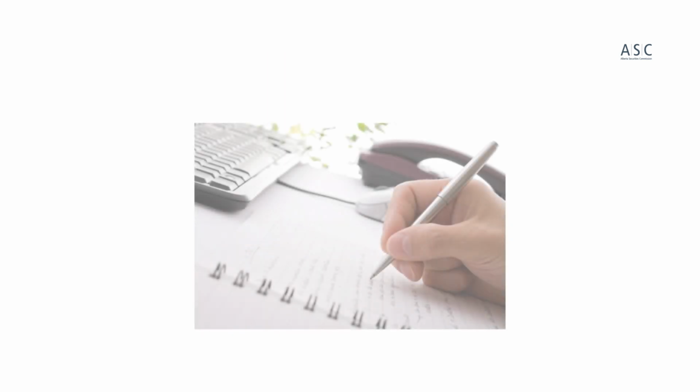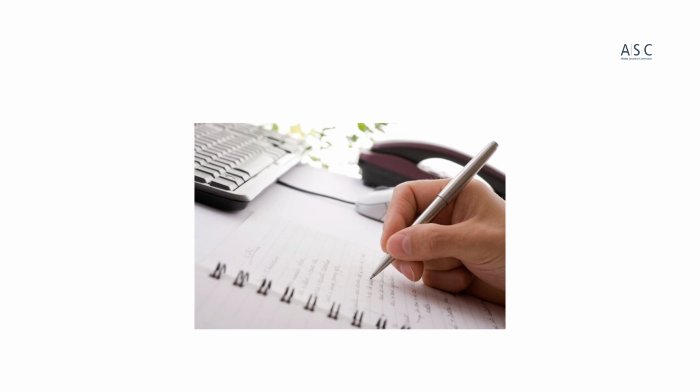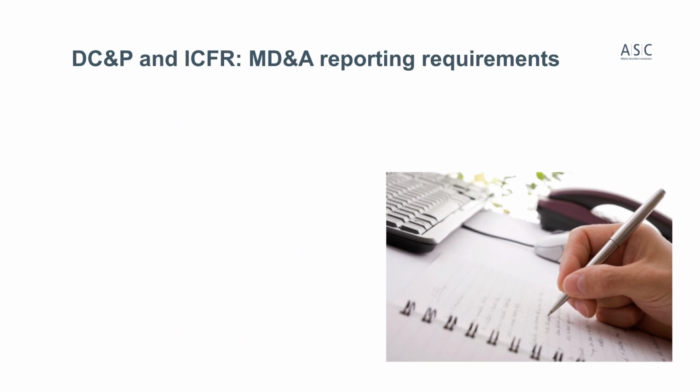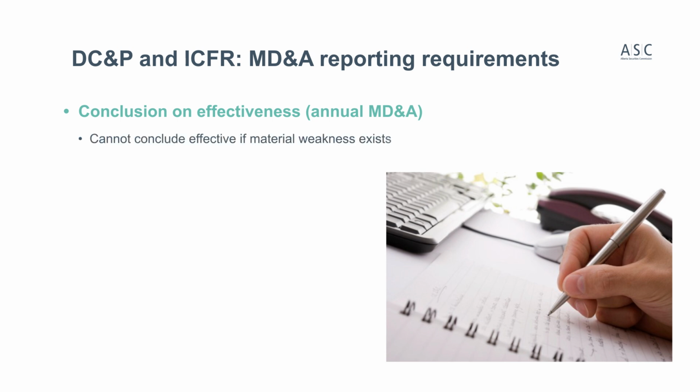As mentioned previously, non-venture issuers must include certain disclosures about DC&P and ICFR in their MD&A. First, the certifying officers' conclusions about the effectiveness of DC&P and ICFR at the financial year-end must be disclosed in the annual MD&A. It's important to note that if a material weakness relating to the design or operation of DC&P or ICFR is identified, the certifying officers cannot conclude that they are effective.